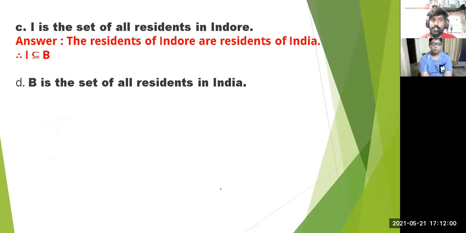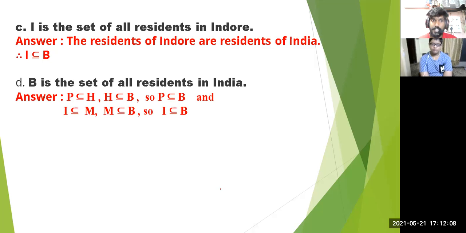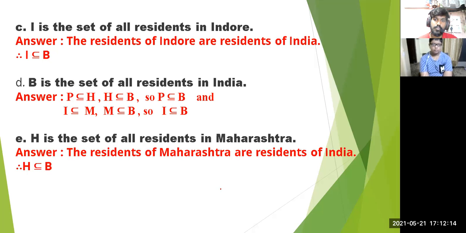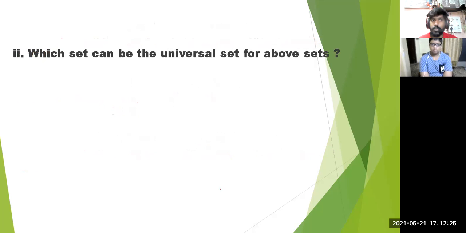B is a set of all residents in India. So the last thing that you said, P subset of H, H subset of B, and P subset of B. And all of them are residents of India. Okay.